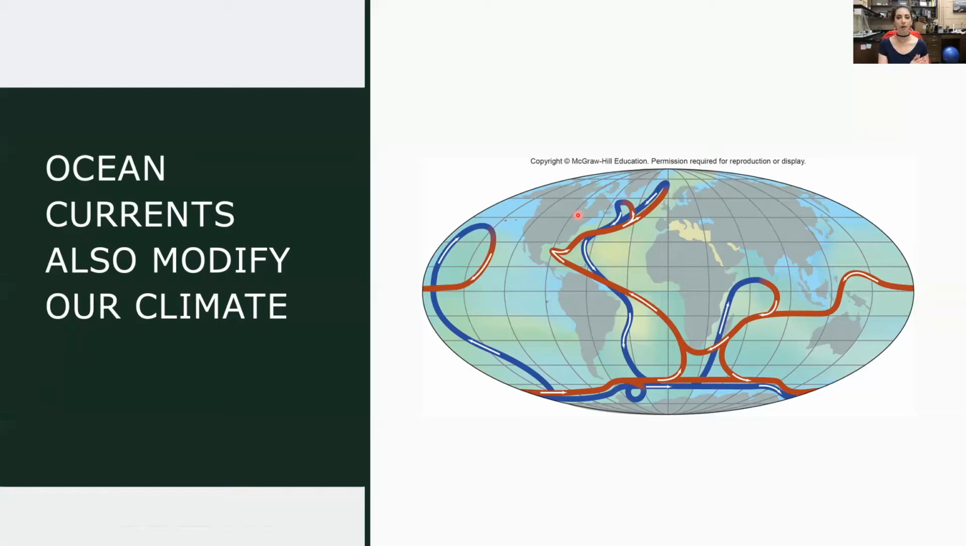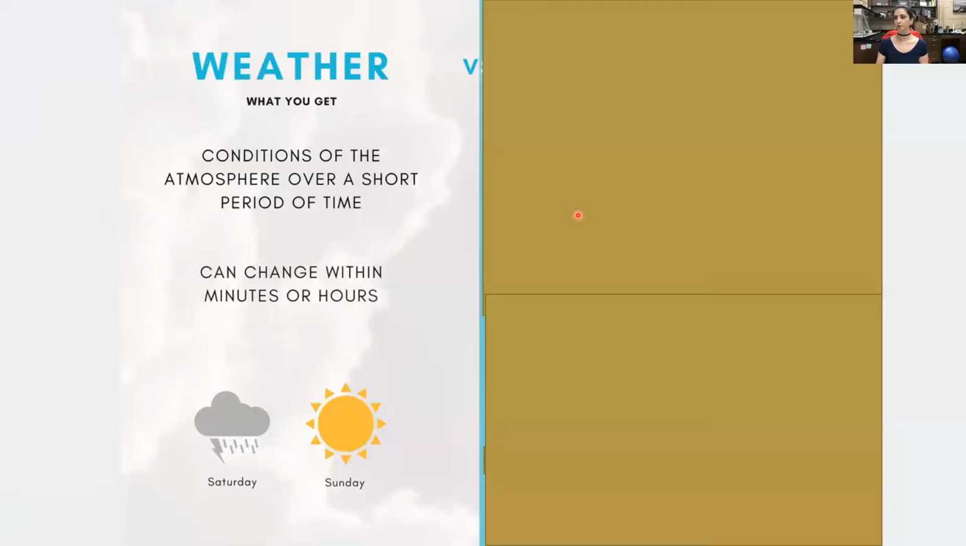It is important to remember that there's a difference between weather and climate. So let's discuss those differences. Weather is what you get. These are the conditions of the atmosphere over a short period of time. The weather, as we know, can change within minutes or hours, meaning that if it's really stormy on Saturday, the weather can change to be sunny and cheery on Sunday.